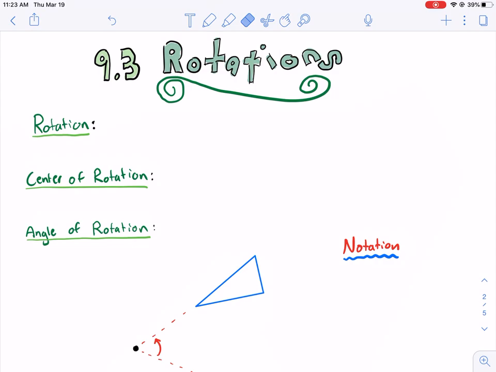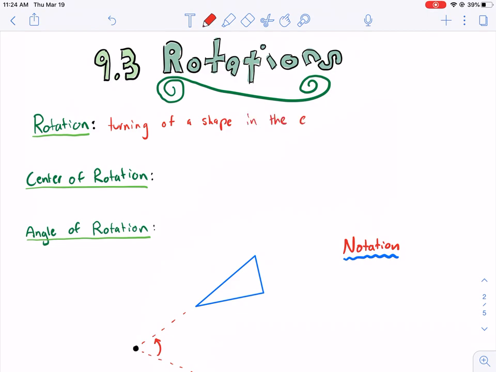This is rotations. When you think rotations, you might think of rotating your tires. You might think of a skateboarder or snowboarder that does a 360 or a 180 or some sort of trick where they're spinning. So rotation is the turning of a shape, specifically in the coordinate plane.